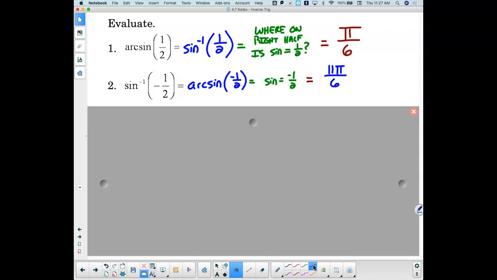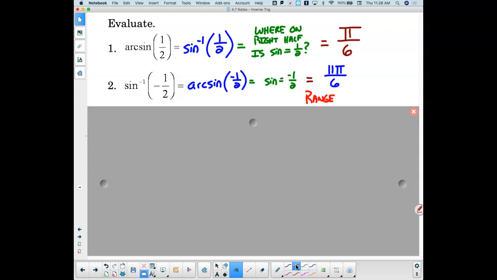I'm a little confused. Kate? Oh, you had me and then you didn't have me. Well, I just know it's no because of your tone of voice and the color that he used. What does my range of values have to be? Between negative pi over 2. So it'd be negative pi over 6.